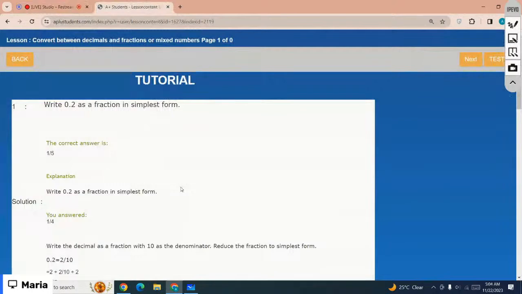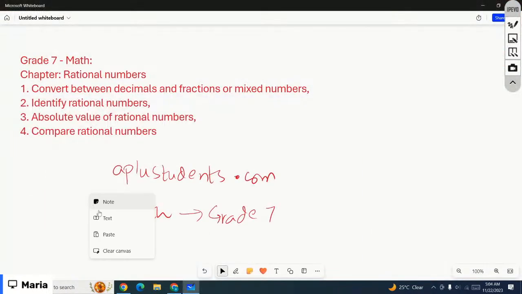Okay, write 0.2 as a fraction in simplest form. You have to convert from decimal to fraction, right? So how do we convert from decimal to fraction? That is very easy. For example, you have 0.2, right? You have to write 1 to replace the decimal in the denominator, and right after the decimal you have only one digit, so you have to put only 10. That would be 2 over 10, right?